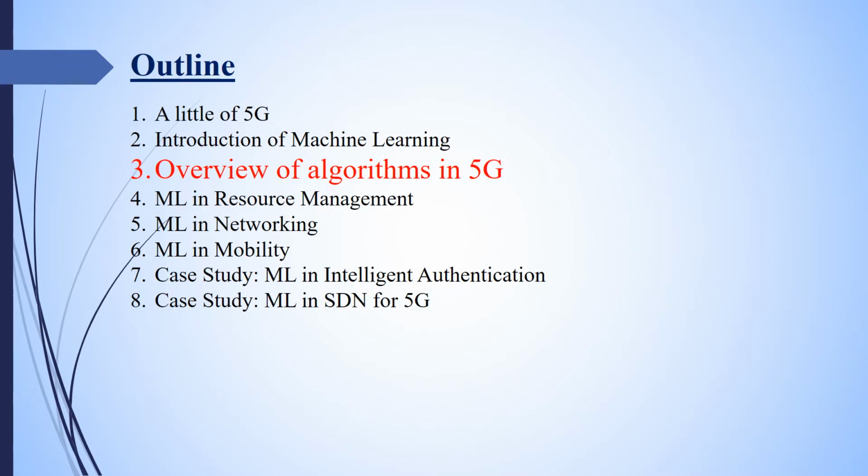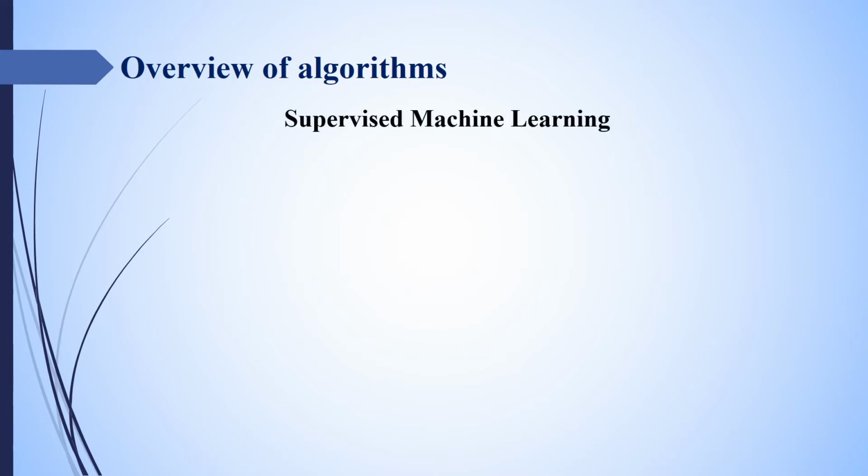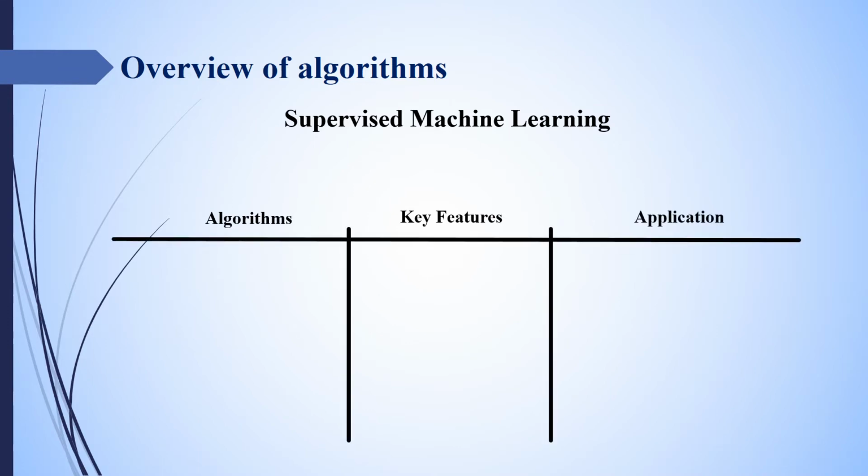Now that we have defined machine learning, its types, and some of the algorithms, it is appropriate to discuss a little bit more about the algorithms, and specifically the applications of those algorithms in 5G. First, supervised machine learning. As we discussed before, supervised machine learning is a type in which the machine is provided a labeled dataset. For this, let us discuss a very few scenarios. We have applications, their key features, and the respective algorithms.